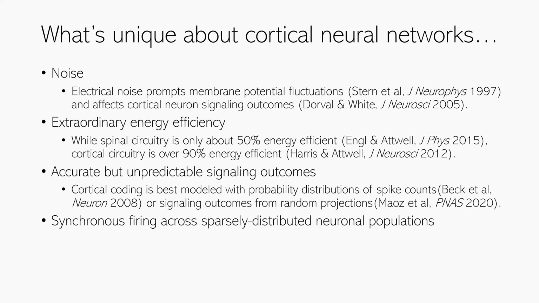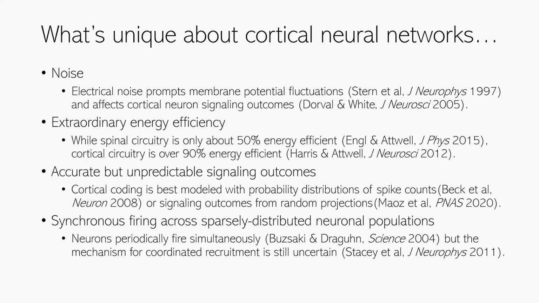Next, cortical neurons exhibit synchronous firing across sparsely distributed neuronal populations. Cells across a cortical neural network will periodically fire simultaneously. And a number of mechanisms underlying this temporal binding have been studied, but really a full mechanistic explanation for a system-wide coordinated recruitment is still uncertain. And again, it should be noted that spinal circuits and peripheral neurons do not exhibit this kind of behavior.